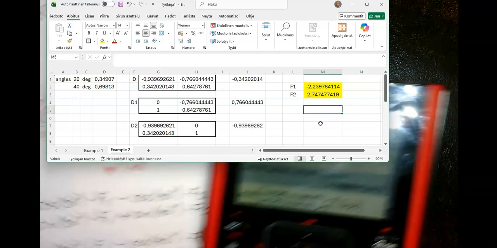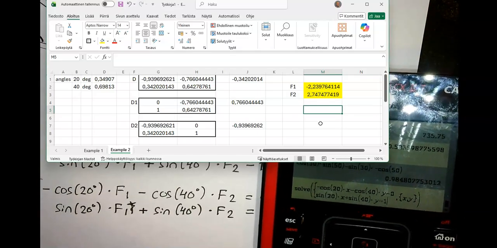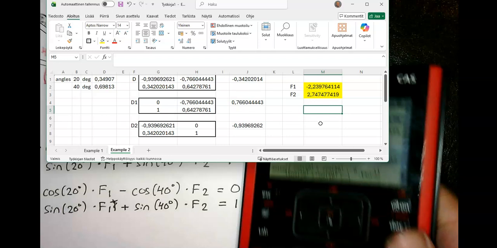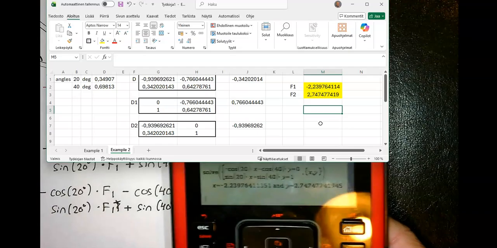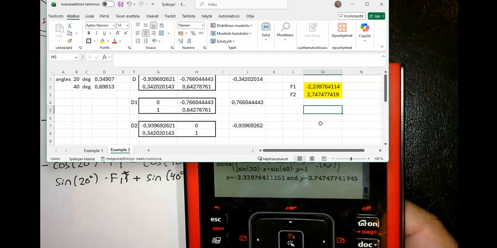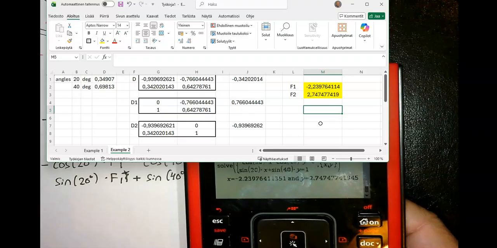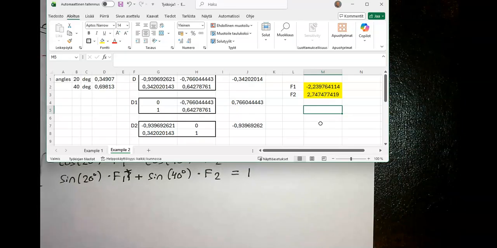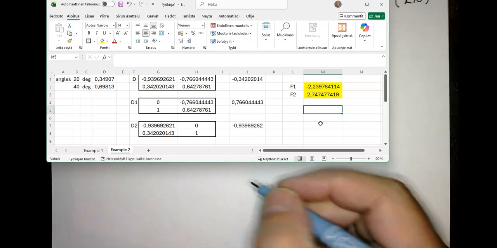So let's compare those equations. Are they the same? Minus cosine 20x minus cosine, I think they are correct there. Then I press enter and I get these kinds of values. Let's compare. X is minus 2.23, the same value as in Excel, and Y is 2.74. So we get the same answers from the calculator. So probably we can believe that we made this correctly.